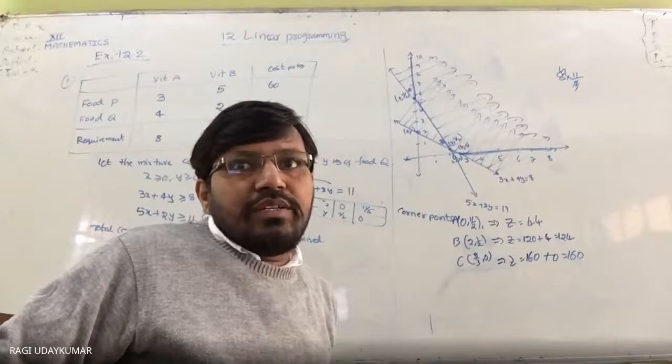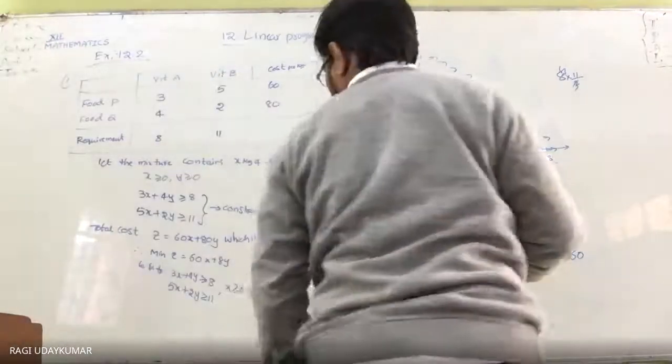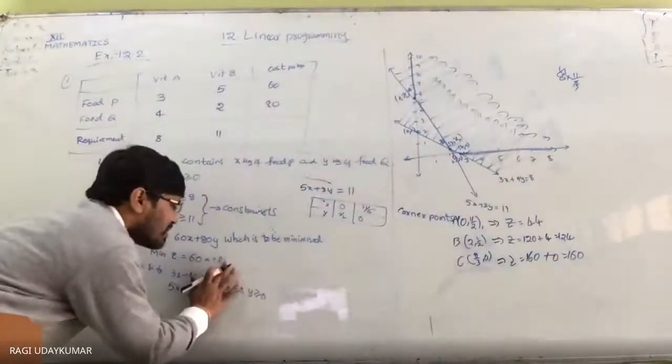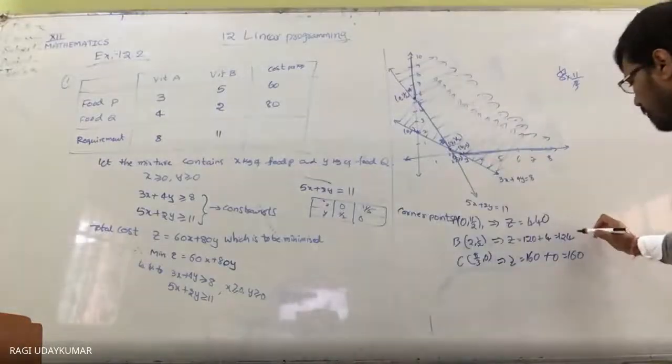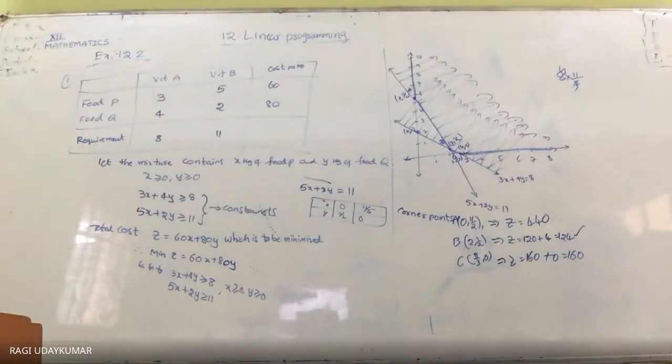I'll explain it to you. First Z would be 440. Oh, sorry, I made a mistake here. 80 minus 400. The minimum value here you are going to get is 124.